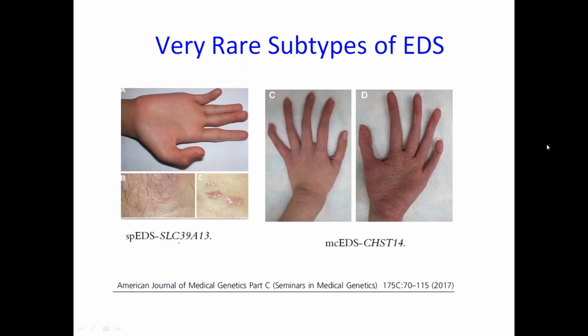I'm only putting up one slide about the very rare subtypes of EDS, so I apologize if there's anyone listening in with a rare subtype, but I'm happy to take questions. But it's just to illustrate, and I've taken this from the recent publication, that other subtypes do get scarring, and this is the spondylodysplastic type and musculocontractural type of EDS on the left and the right, showing various skin changes. But as I alluded to earlier on, all types of EDS have some degree of skin change.